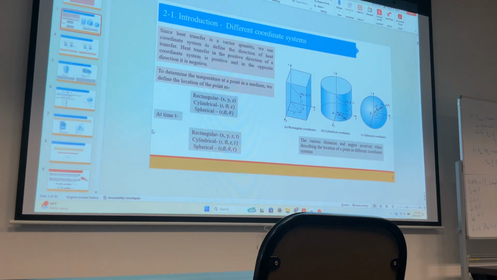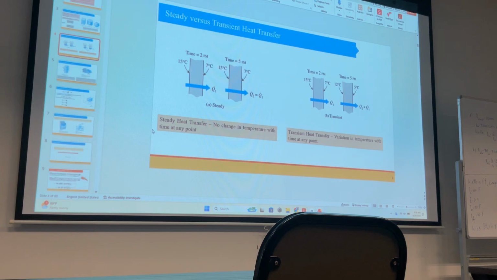The various distances and angles involved when describing the location of a point in different coordinate systems. So you can read, a lot of writing is done in the slides, so I'm going to just cover the important ones. Then we have steady versus transient heat transfer. Okay, as you can see in the picture, in the first picture, heat transfer in steady operation is happening. In the second one, it's transient.